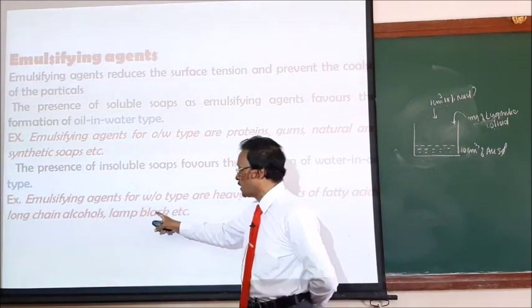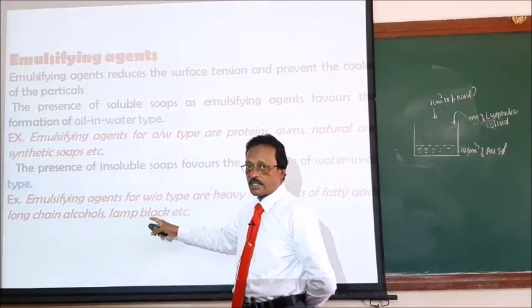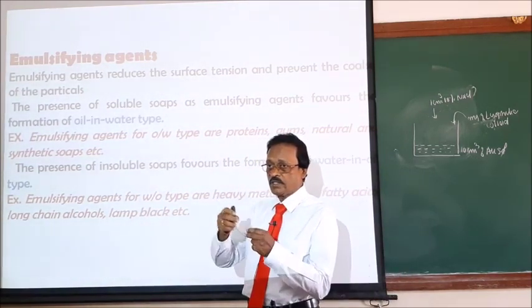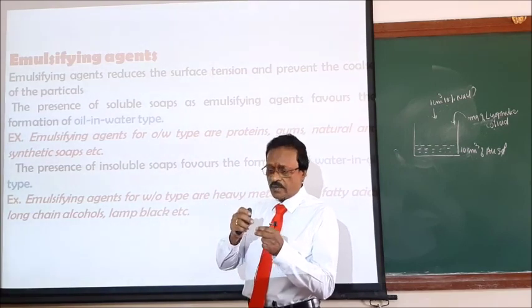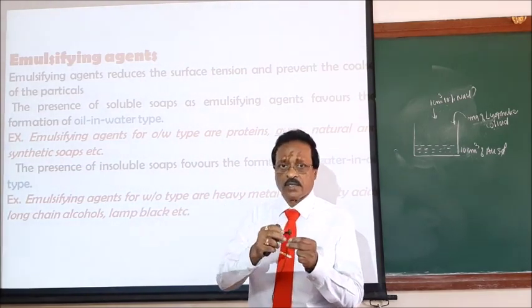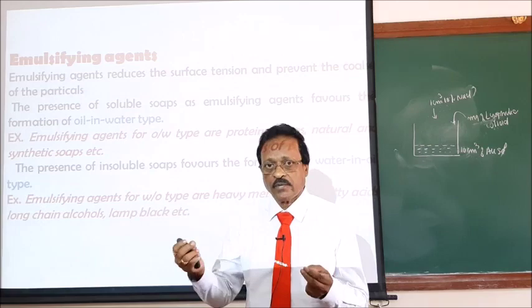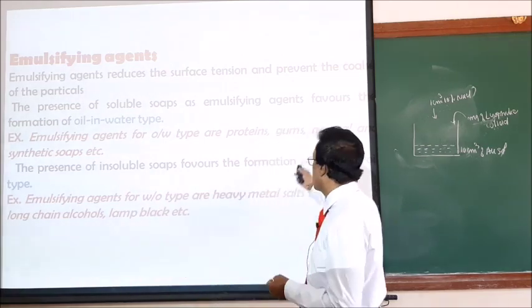Do you know what is lamp black? When a lamp is burning, there is a wick, and when the lamp burns, the black soot that forms on the wick, that is lamp black. So this is a very good emulsifier for the water in oil type of emulsion.